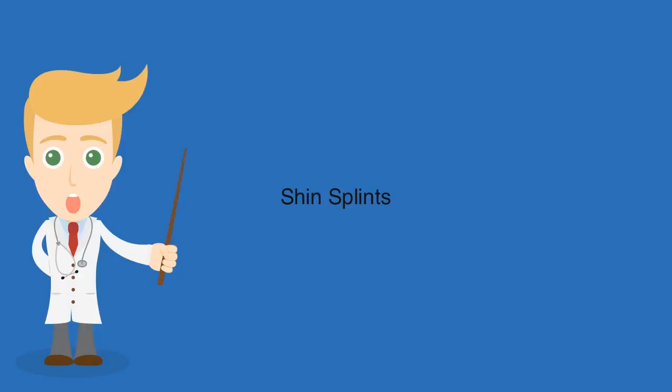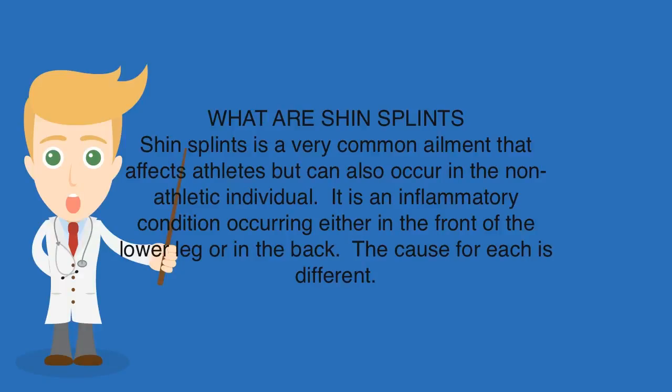Shin splints. What are shin splints? Shin splints is a very common ailment that affects athletes but can also occur in the non-athletic individual. It is an inflammatory condition occurring either in the front of the lower leg or in the back. The cause for each is different.